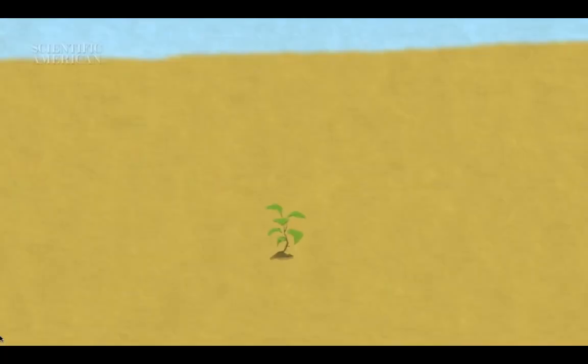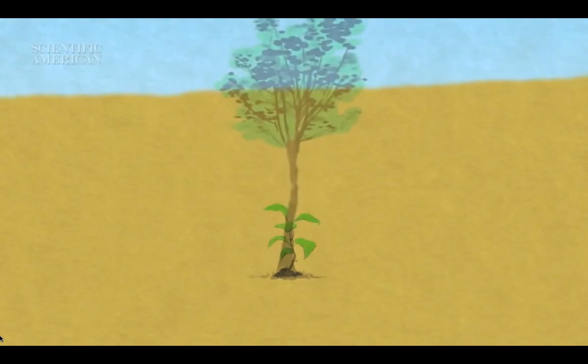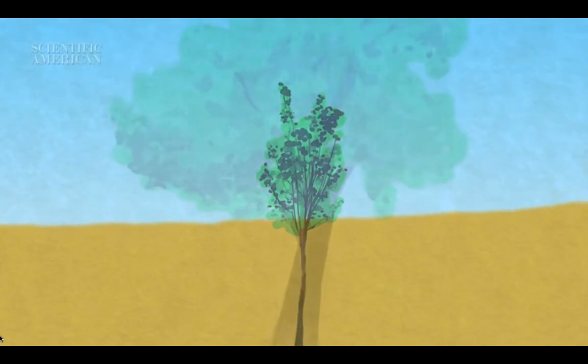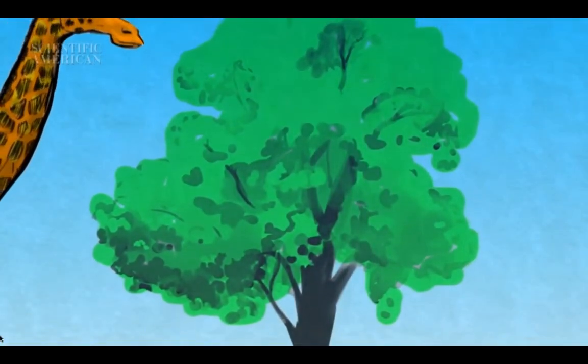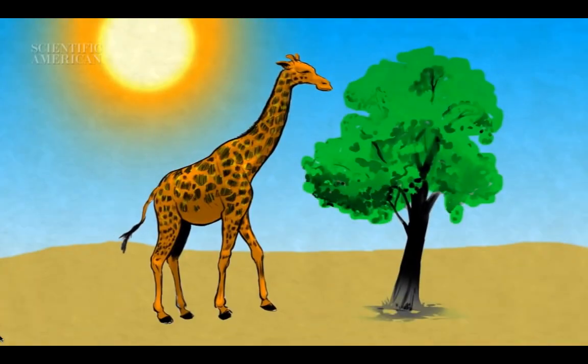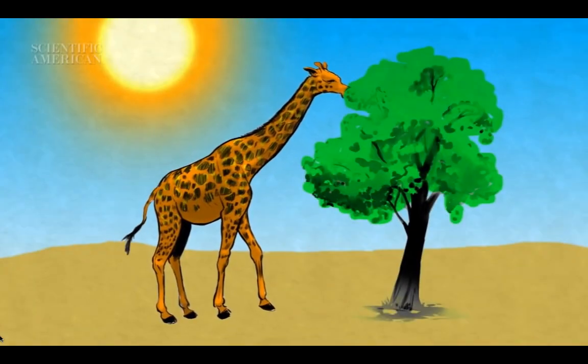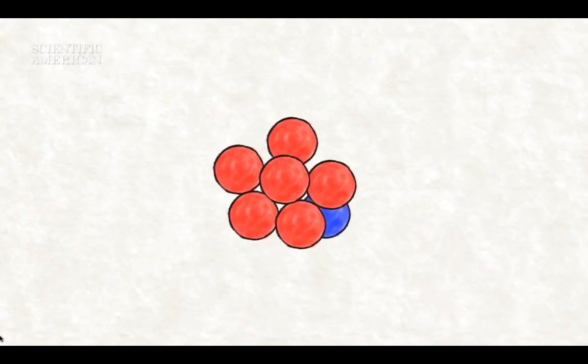Of course, every living thing is made of carbon. Plants grab carbon dioxide from the atmosphere and use it to form complex organic molecules. Animals get their carbon by eating these plants. But there's more than one form of carbon. Most carbon atoms have 6 protons and 6 neutrons.